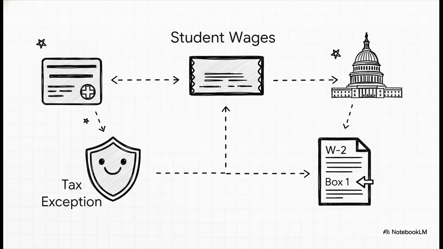And here is a huge point of confusion, so this is really important. This exception is for FICA taxes and FICA taxes only. It has absolutely nothing to do with federal income tax. Under the tax code, specifically IRC Section 61, these payments are still wages, they're still gross income, and they absolutely have to be reported in box 1 of the W-2, no exceptions there.